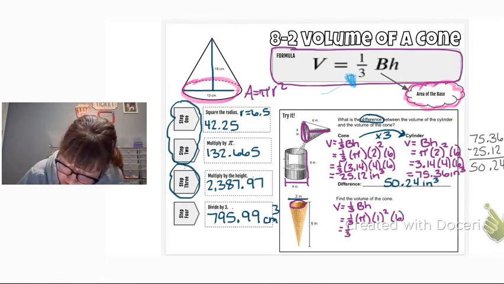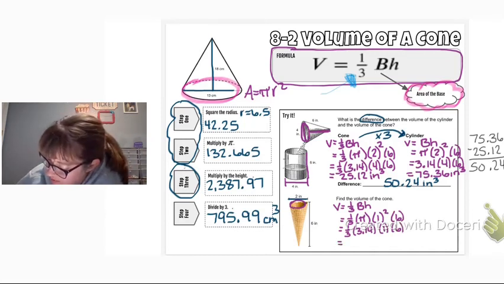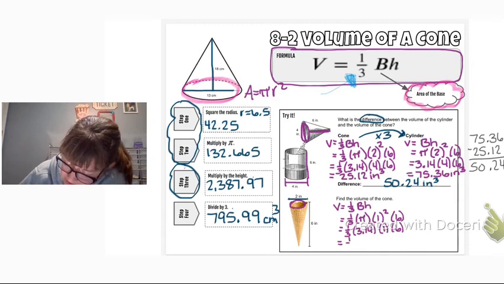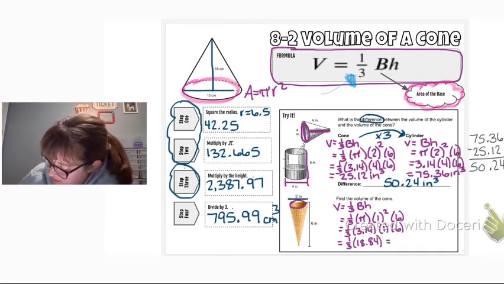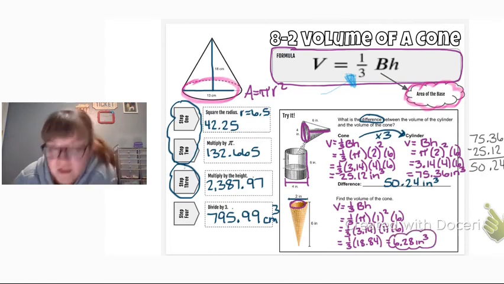So 1/3 of 3.14 times 1 squared. Well, 1 times 1 is just 1. And then times 6. So I'm going to do 3.14 times 1, and then times 6. So that's 1/3 of 18.84. And so I'll just divide 18.84 by 3. And we get 6.28, and that would be cubic inches. So the volume of that cone is 6.28 cubic inches.